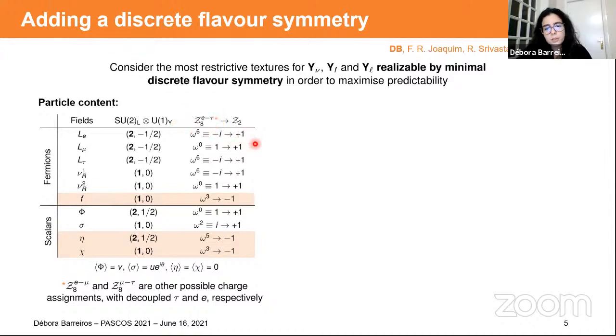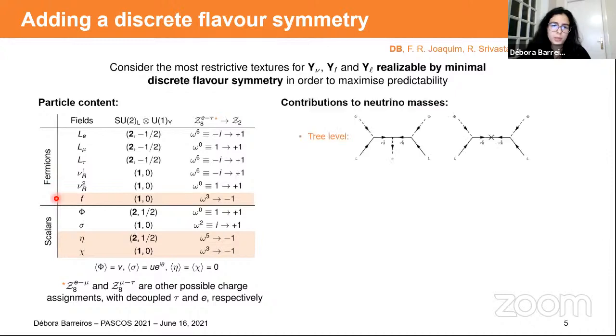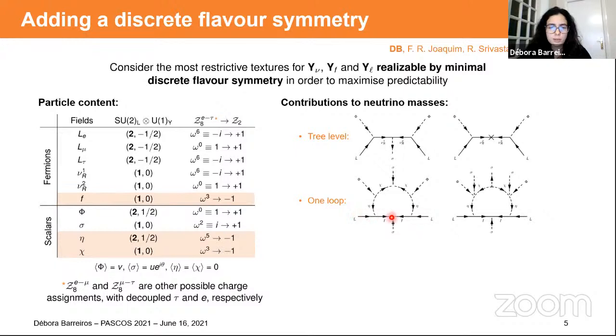Of course, this is not the only possible charge assignment that we can have for our fields. We could also interchange the charges of our lepton doublets, and that would lead to two other possible charge assignments, which here we name Z8 e-mu and Z8 mu-tau. Okay, so taking this table into account, these are the contributions to neutrino masses at tree level, and we got these contributions at loop level. Notice here that we had to add an extra scalar singlet in order to be able to close the scotogenic loop.